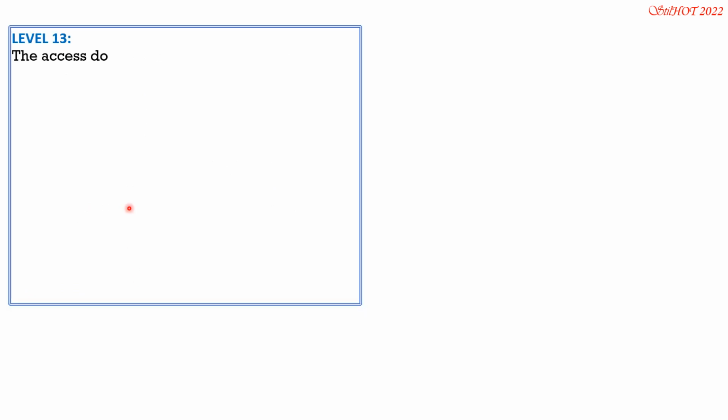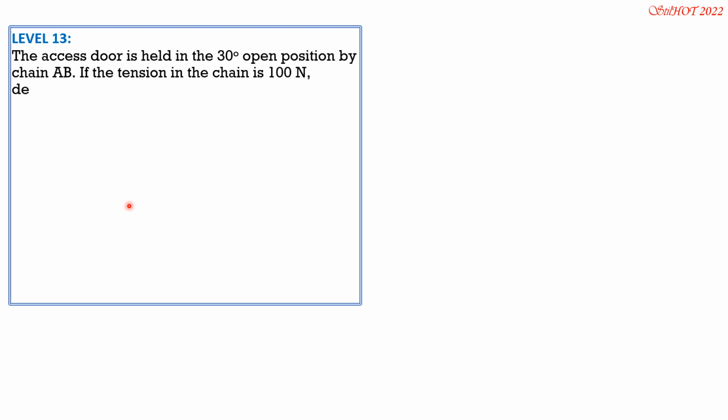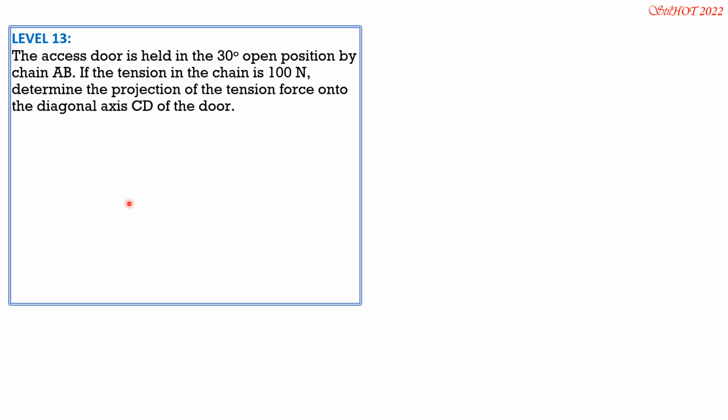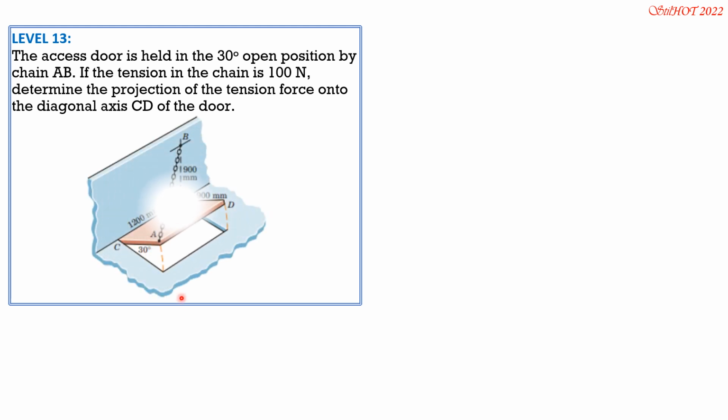Level 13. The access door is held in the 30-degree open position by chain AB. If the tension in the chain is 100 newtons, determine the projection of the tension force onto the diagonal axis CD of the door. So here is the figure. This is the vertical wall. This is the horizontal floor. So this distance is 900 cosine 30, which is 779.4 mm. Then 900 sine 30, this vertical distance, is 450 mm.